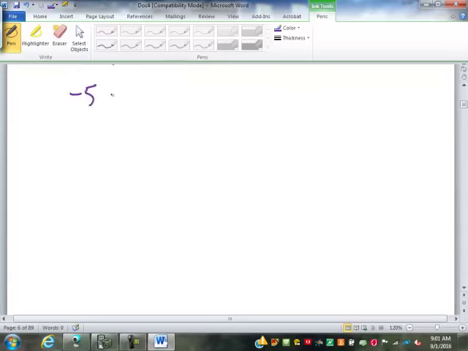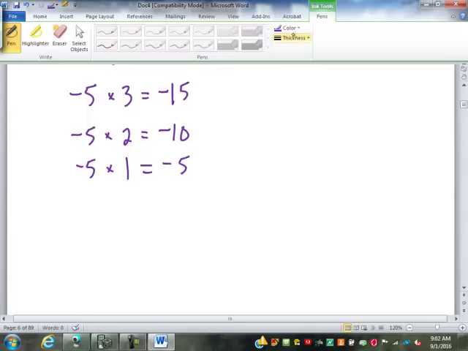If I start with negative 5, if I multiply by a positive 3, what do I get? Negative 15. So I'm going to keep the negative 5, and I'm going to change the 3 to a 2. Negative 5 times 2, I get negative 10. I'm going to keep going now. I decrease that by 1, so I'm going to decrease it by 1 again. Negative 5 times 1 is negative 5. Now I'm going to look for a pattern. When I started with a negative 5, if I reduced what I was multiplying by 1, what happens to my answer?